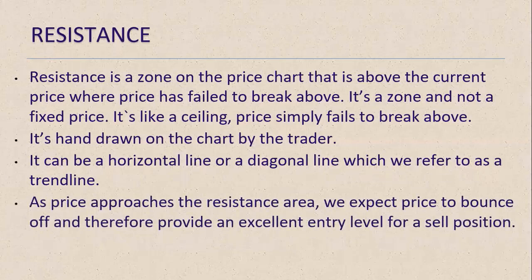So as price approaches the resistance area, we expect price to bounce off and therefore provide an excellent entry level for a sell position. So like I said earlier, at resistance, we look for sell signals to sell. We don't buy into resistance. At support, we look for buy signals to buy. We do not sell into support.